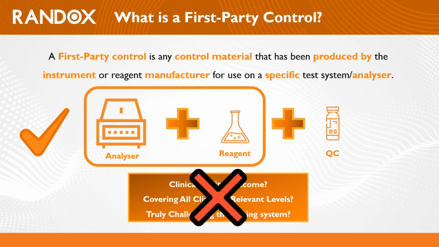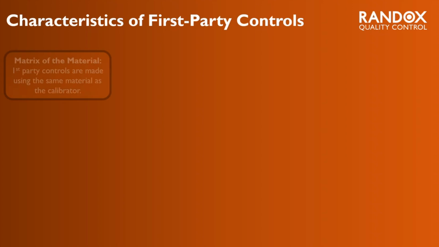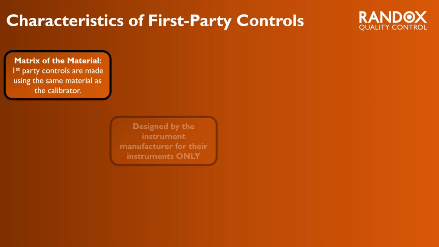So from this, let's discuss the characteristics of first-party controls. In terms of their matrix, first-party controls are usually made using the same material as the calibrator is made from. They're also only designed by the instrument manufacturer for use on their instruments only. So you can't use a first-party control from Roche on an Abbott machine, or a first-party control from Siemens on a Roche machine.